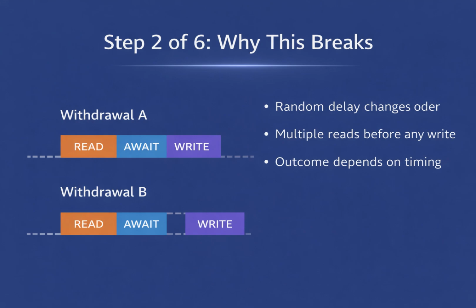The key issue here is execution order. Each withdrawal runs asynchronously, and JavaScript does not guarantee the order in which those asynchronous operations will complete. Because of this, multiple withdrawals are able to read the same balance value before any one of them finishes updating it. They each believe the money is still available, so more withdrawals succeed than should.